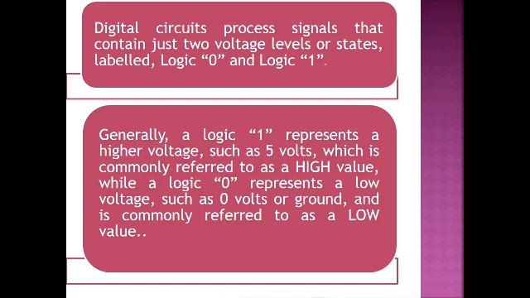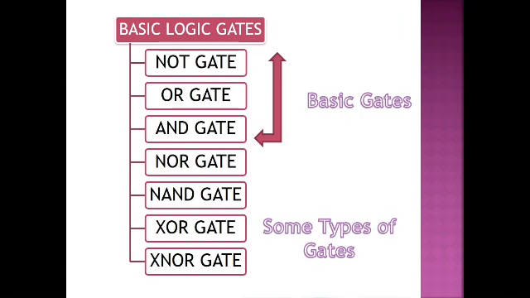Digital circuits process signals that contain just two voltage levels or states, which are usually labeled as logic 0 and logic 1. Generally, a logic 1 represents a higher voltage, such as 5 volts, which is commonly referred to as a high value, while a logic 0 represents a low voltage such as 0 or ground, and it is usually referred to as low value. We have three basic gates: NOT gate, OR gate, AND gate, and some types of gates are NOR, NAND, XOR and XNOR.